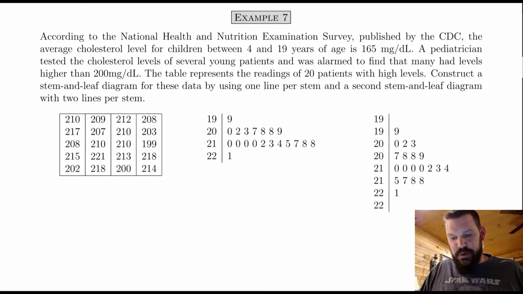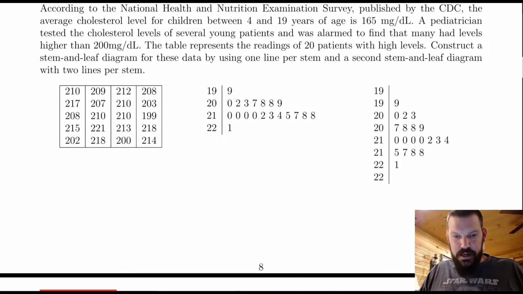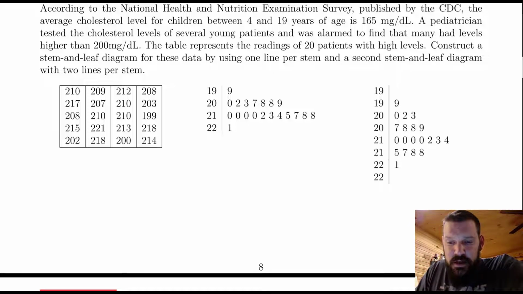I've done this again with example 7, and this time we're talking about cholesterol levels for young patients between the ages of 4 and 19 years old. The average cholesterol level for the age group between 4 and 19 should be 165 milligrams per deciliter. A pediatrician who tested cholesterol levels of several young patients in their practice found that many of their patients had cholesterol levels higher than 200. So that's well above the average expected value.